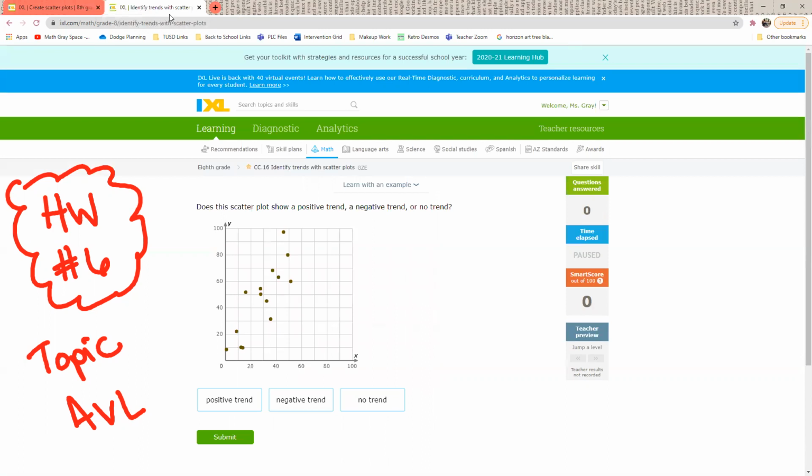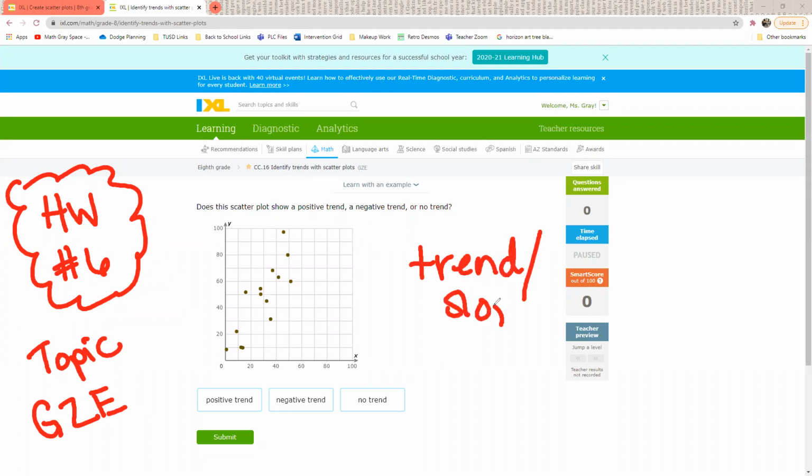Next topic then is GZE. Write that down. And this is just talking about what kind of trend line it has. I'll give you a hint. Trend and slope are the same idea. If it's trending in a positive way, then it's going up. If it's trending in a negative way, it's going down.